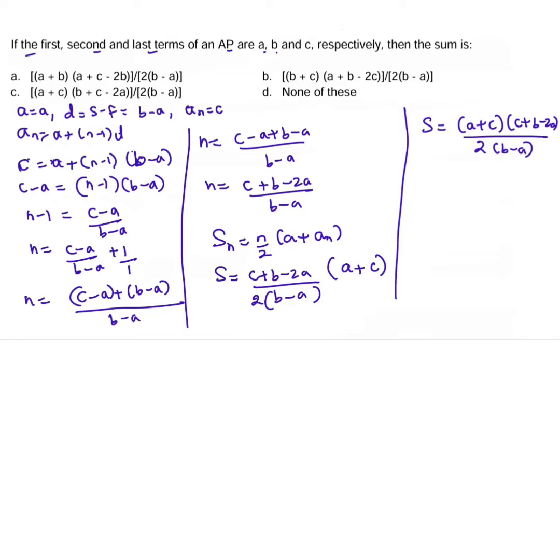So here, which is the option we have? That is A plus C, into C plus B minus 2A, over 2 into B minus A. That will be your option C, the correct answer for the given question.